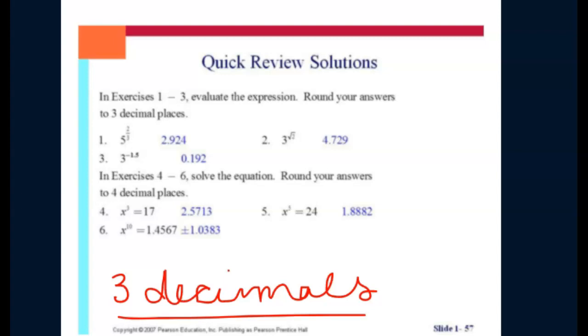And then 4 through 6, again, just some calculator problems. So if you have x cubed equals 17, then what you're trying to do is find the x value that works. So how do you get rid of something cubed? You take the cube root. So we take the cube root of 17 to get that answer.